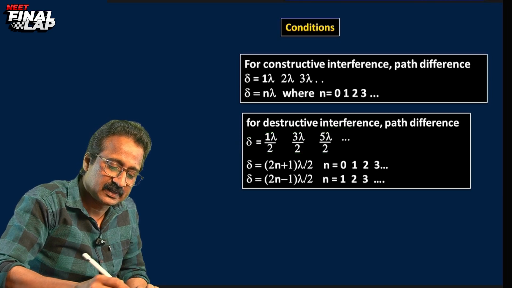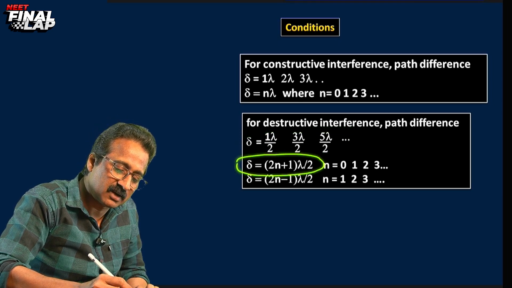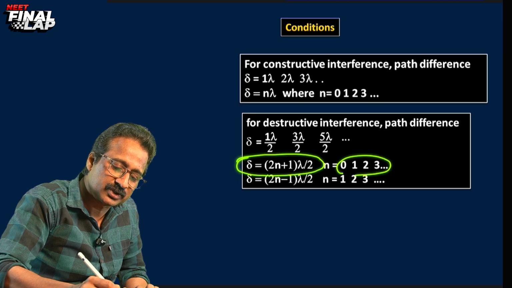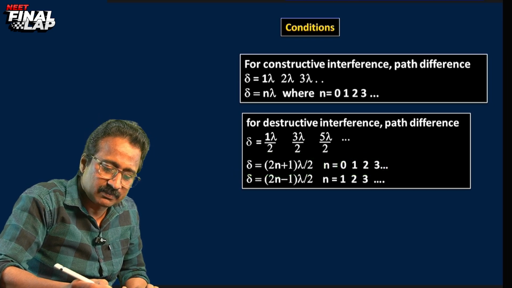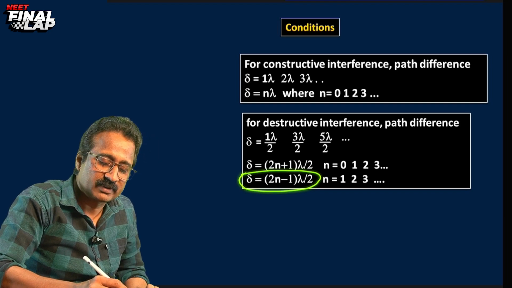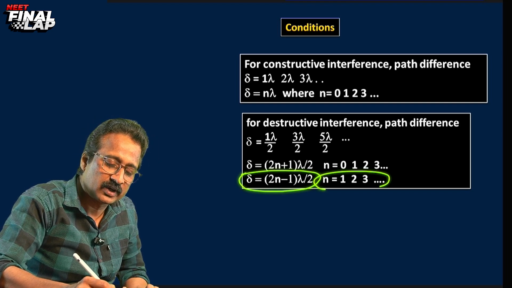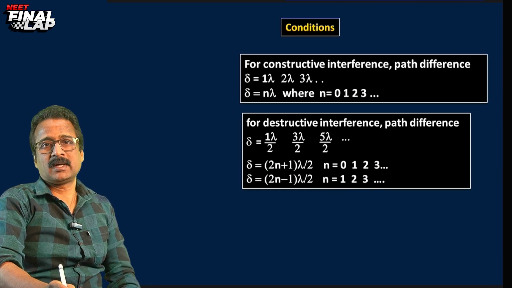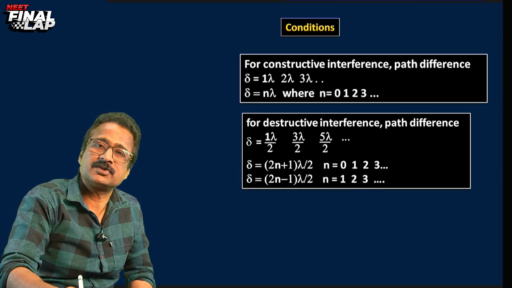Or I can say if del is equal to (2n plus 1) lambda by 2 where n equal to 0, 1, 2, 3, it can happen. The same thing can be expressed mathematically in this way also, depending upon the situation: (2n minus 1) lambda by 2 where n equal to 1, 2, 3, etc. This is the way destructive and constructive interference takes place.